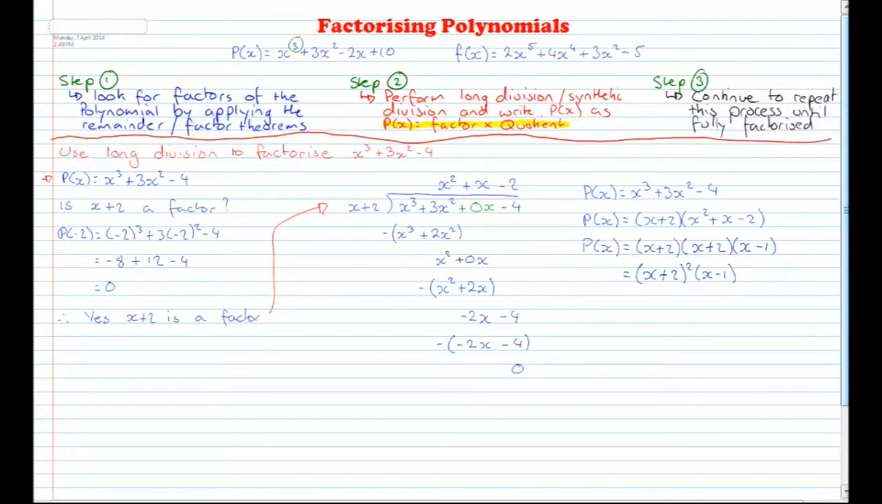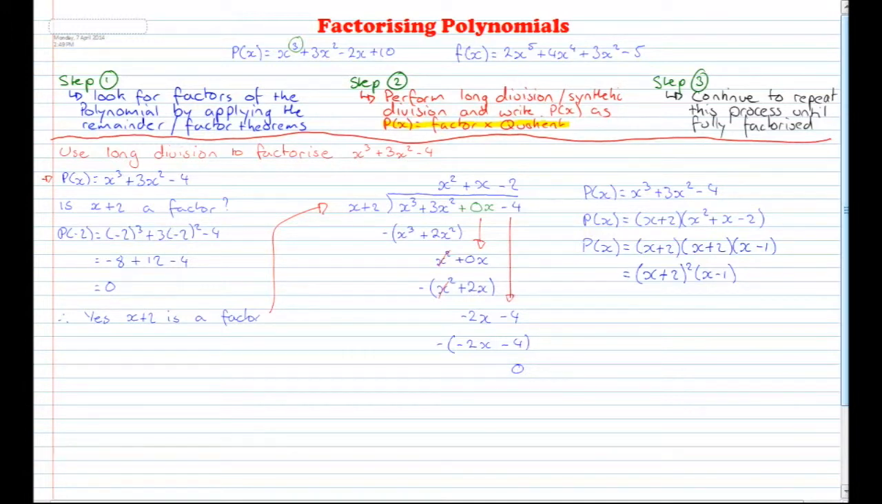Then what I did was bring down the 0x that was a placeholder, as you can see here, and I've gone x squared divided by x gets me x, writing above the 0x. x times x was x squared, x times 2 was 2x. Subtracting now, we get these two here cancelling out once again, and 0 minus 2x is negative 2x. Once again, I now need to drag it down, so the negative 4 comes down here.